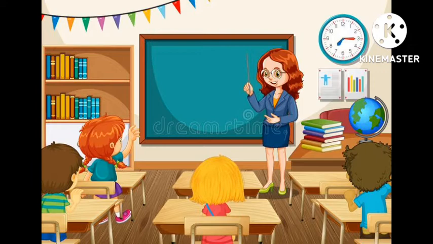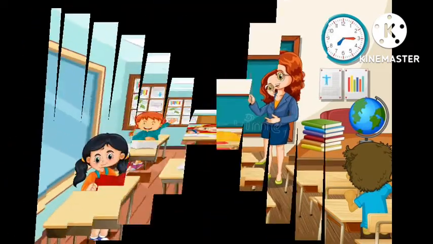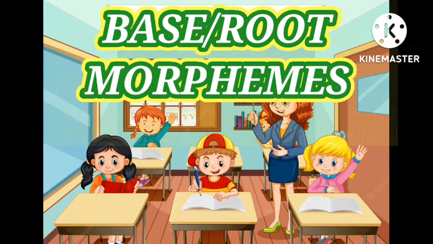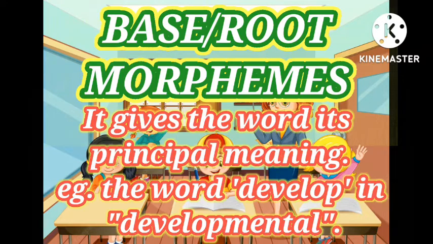So we also have base or root morphemes. Base and root morphemes give the word its principal meaning. For example, the word develop in developmental. And we have some other examples too. We also have different ones. Maybe we might discuss them later on.